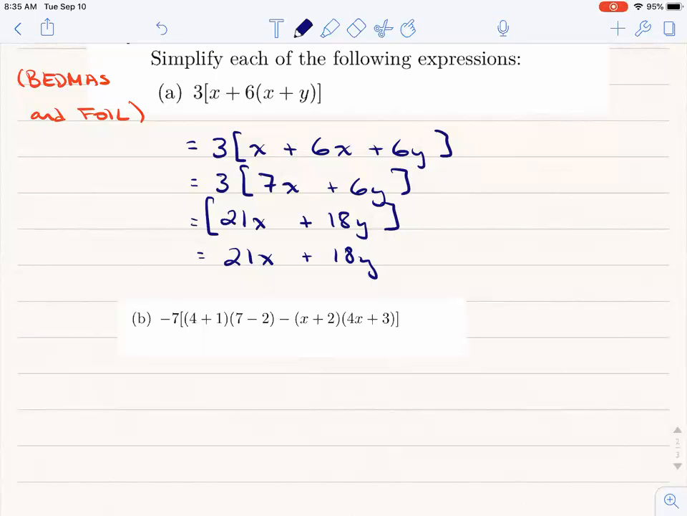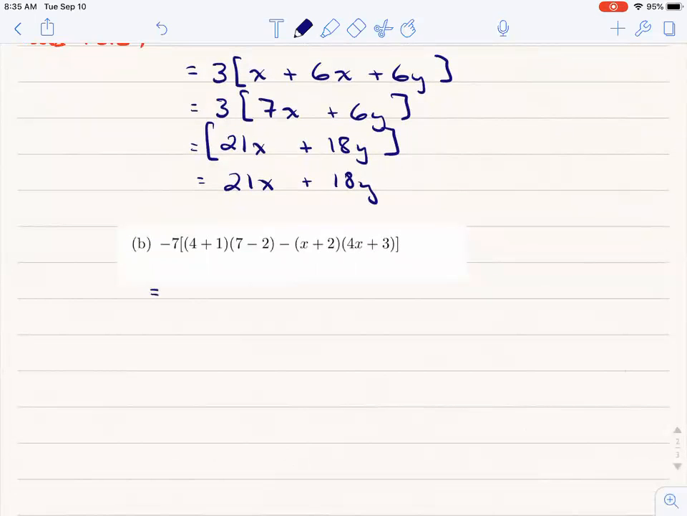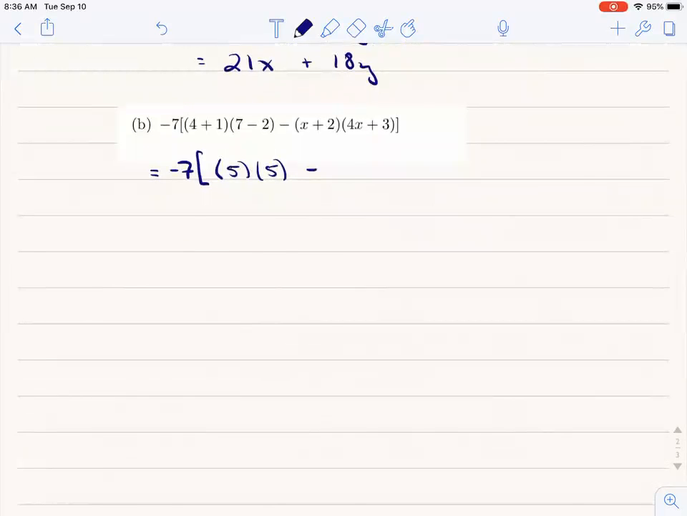Here we will have to do some work with the x plus 2 and the 4x plus 3. But inside each of these brackets, besides making this 5 and 5, there's no more simplifying that I can do. And so now I have to go outside these brackets. So here we go. We've got -7 hanging out. And then I'm going to do 5 times 5. I'm just going to show that. You don't have to if you went straight to 25, that's fine. But just in case someone's looking back at these, like, where'd the 25 come from? Okay. So now we've got x plus 2 times 4x plus 3.